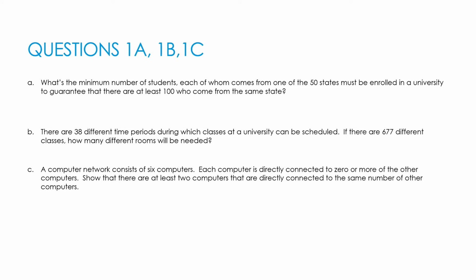So for the first one, what is the minimum number of students, each of whom comes from one of the 50 states, must be enrolled in a university to guarantee there are at least 100 who come from the same state? So again, we're saying that that number must be 100, and they're asking what is n for this to be true.